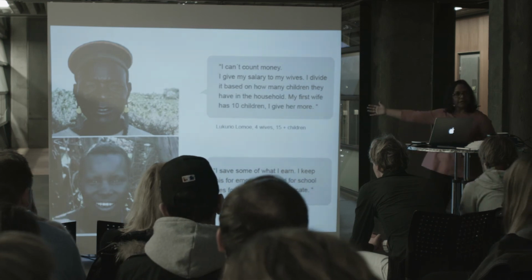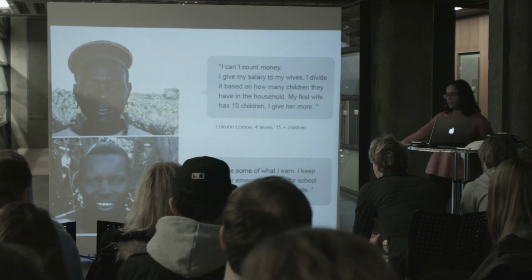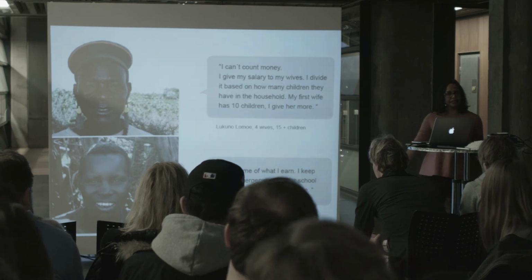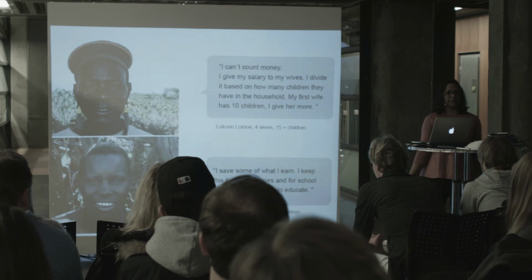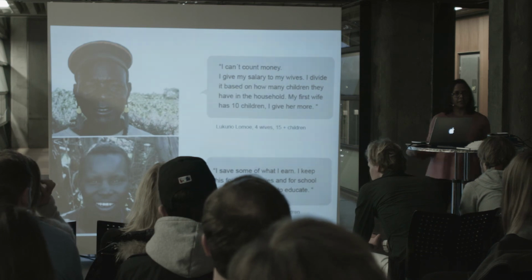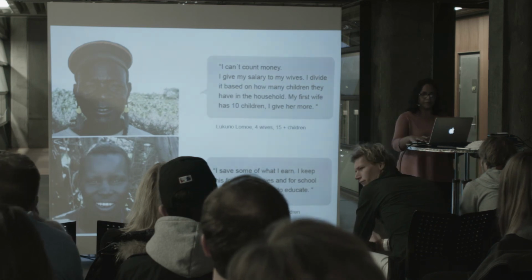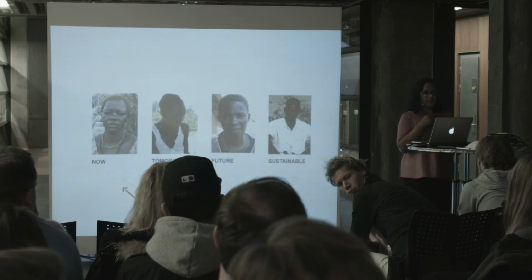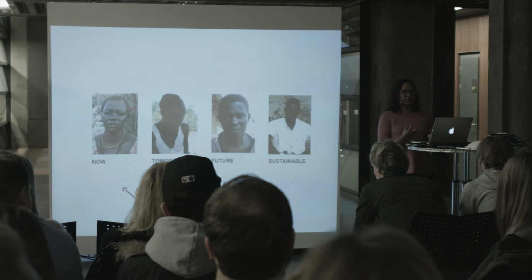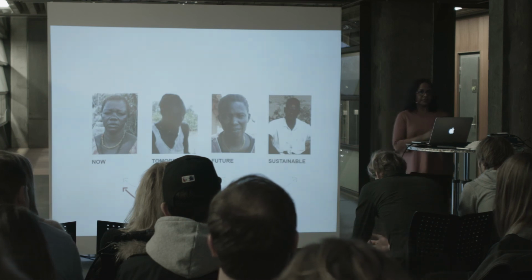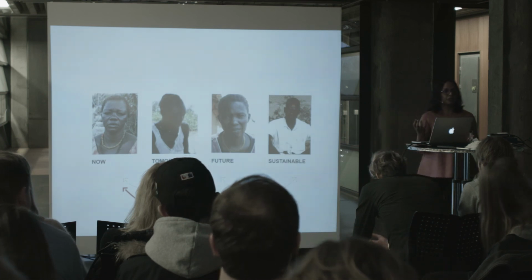This is one part of the group's users. The other part of the users is this woman who saves some of what she earns, and she's trying to educate one of her children to give him or her a better life. So depending on that, for this whole user group, what we actually agreed on was that they could be divided into 4 user groups.